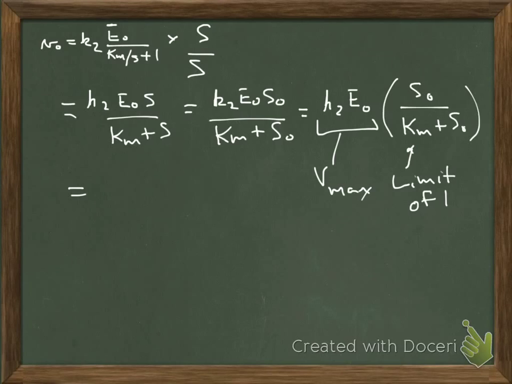And so people will say that V naught is then equal to Vmax times S naught over Km plus S naught. Okay.